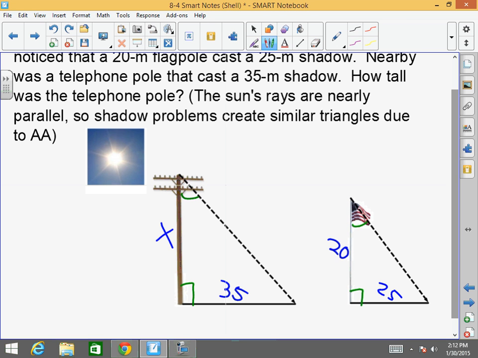Yes, sir, my brother. How do you do it, my man? No. Okay, listen to what he said, and let me show you why he did it wrong. He went 25 to 35 equals X to 20. No. You can't do it like that. You see how you went from small to large, but then large to small? Do you see what you did there? You could have done 25 to 35 equals 20 to X.